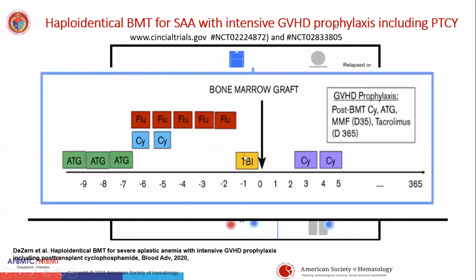The first few patients were treated with 200 centigray of TBI, but this led to a high rate of graft rejection, and this was increased in the later patients to 400 centigray. GVHD prophylaxis was with PT-Cy plus MMF days 5 through 35 and tacrolimus days 5 through 365.